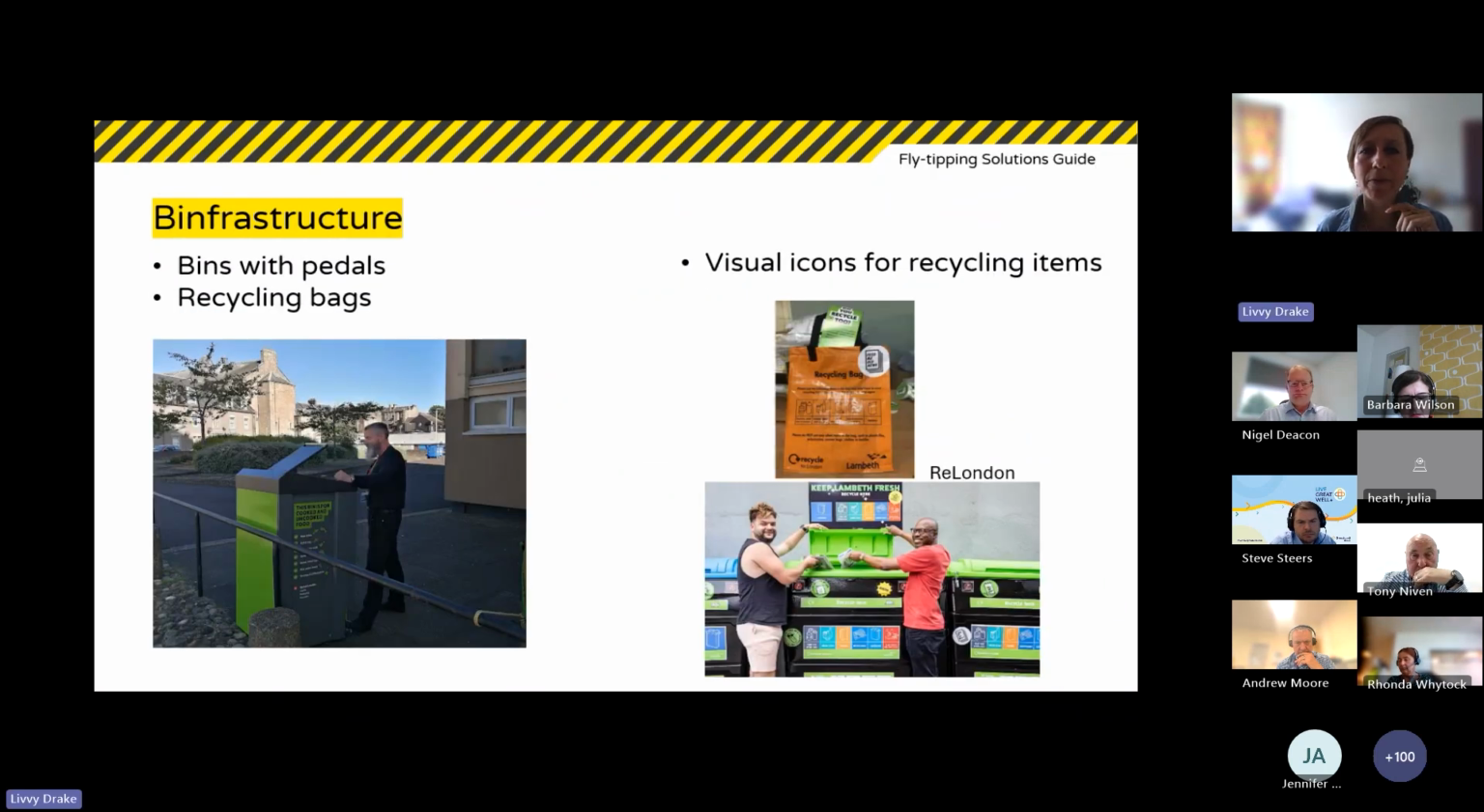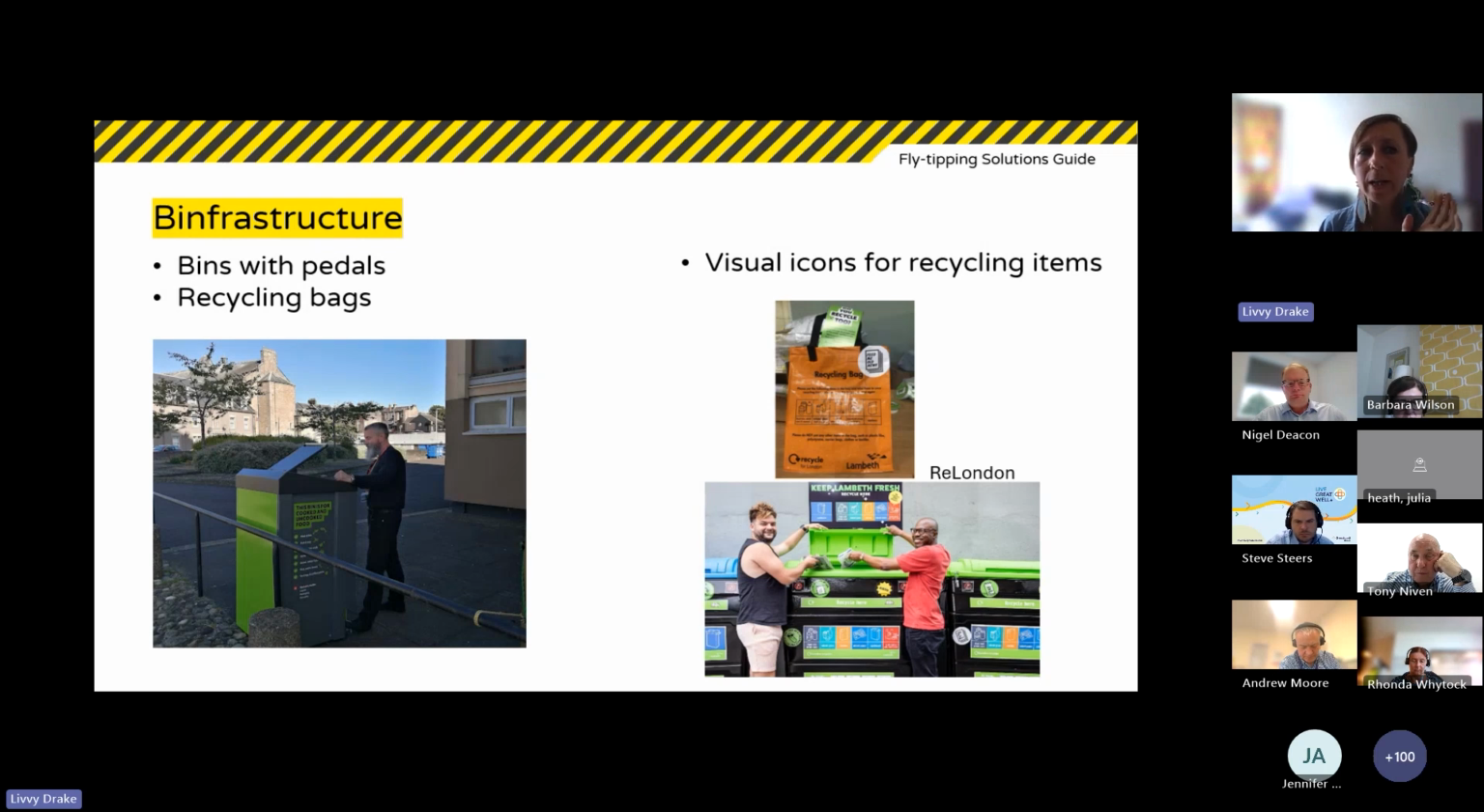How about your bin for structure? Oh, we've jumped ahead. So, bins with pedals. I wonder whether those people who are just dumping bags in the bin stores, can you improve your bins to actually make them easier for people to use and maybe more attractive? We'll talk about attractive in a minute.